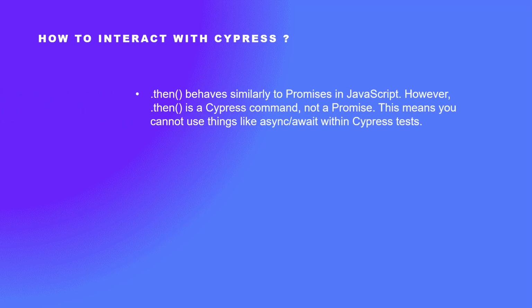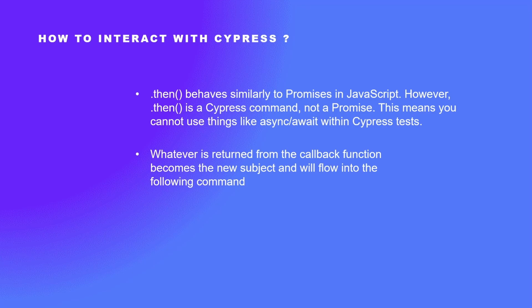So here I'm going to explain how we have to interact with Cypress. I already said Cypress will provide a yield. For that we are going to use .then. It will behave similarly to a promise in JavaScript. However, then is a Cypress command, not a promise. This means you cannot use things like async await within a Cypress test.